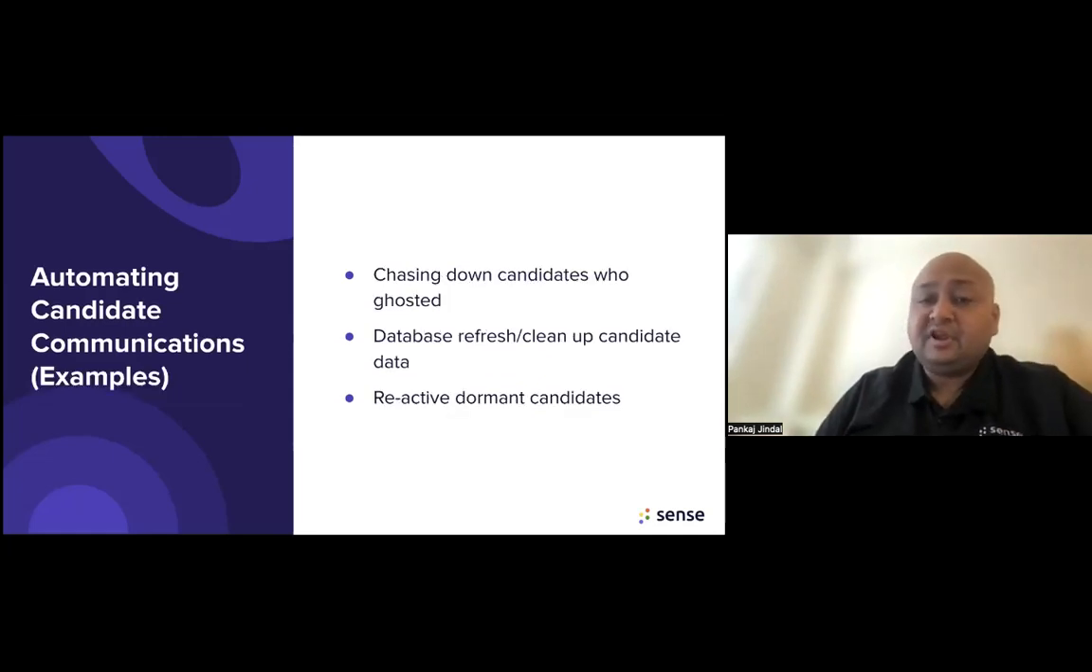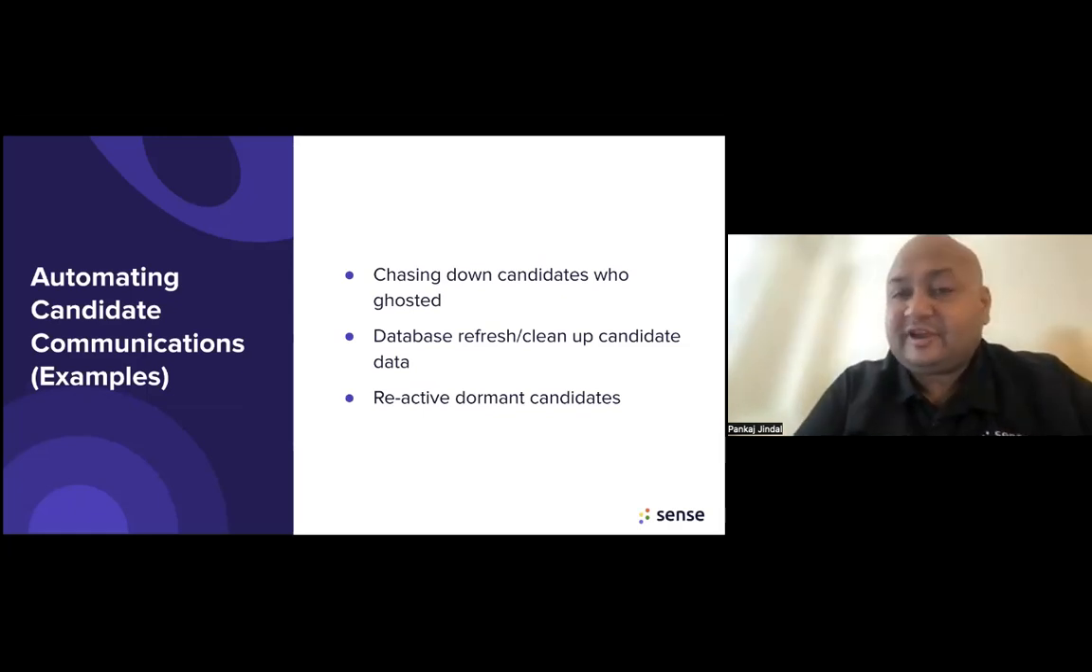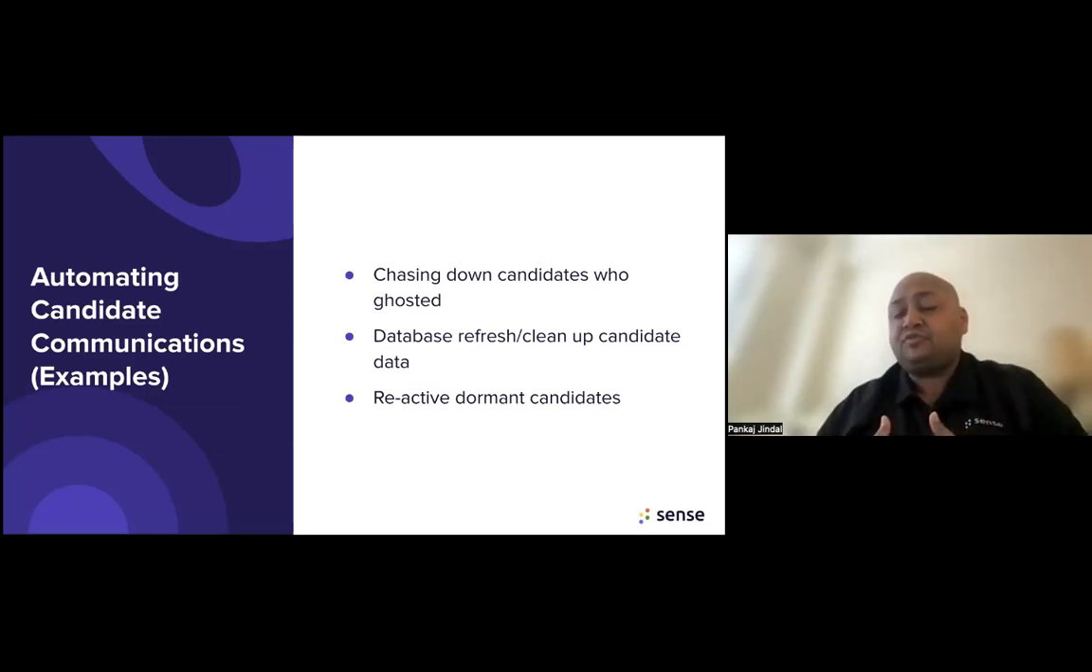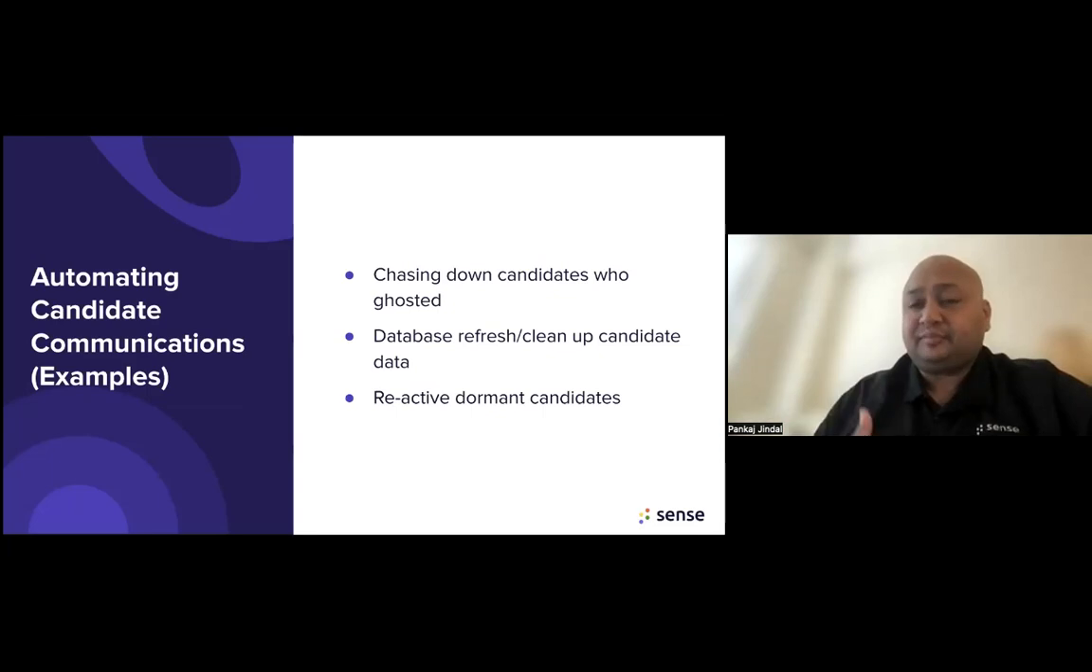Another example, if you wanted to chase down candidates who are ghosting you, you absolutely can figure out a way to set up a drip campaign. If somebody hasn't responded to you, you can set up multiple messages to say, start reaching out to this candidate every couple of days. Once they reply back, they're automatically taken out of this sequence. Or if you have reached out to them 3 or 4 or 5 times, then you can automatically mark them as passive. You can certainly do database refresh, or clean up candidate data.